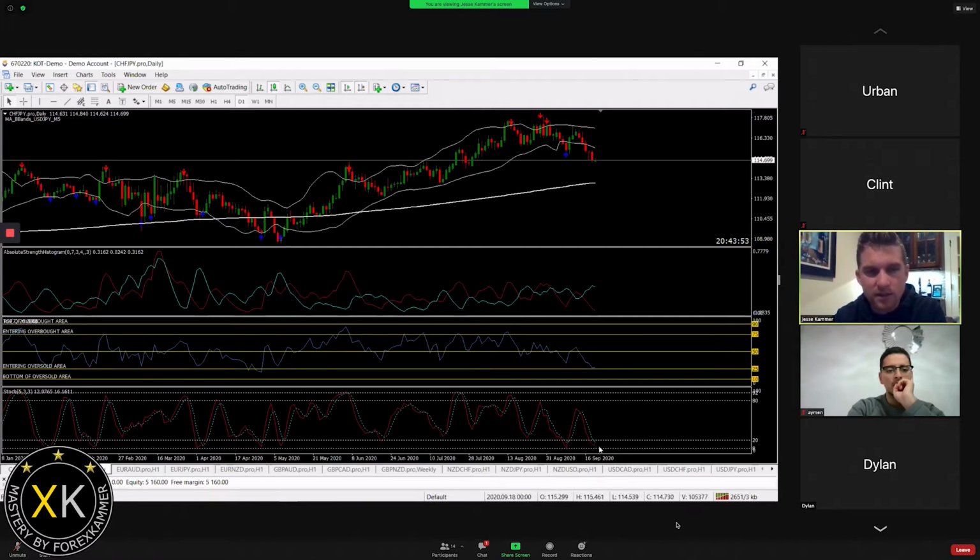And we look at the stochastic indicator here, right? Stochastic indicator is in that oversold area. We're looking at the RSI. We're right at that 25 line on the RSI on that daily time frame.